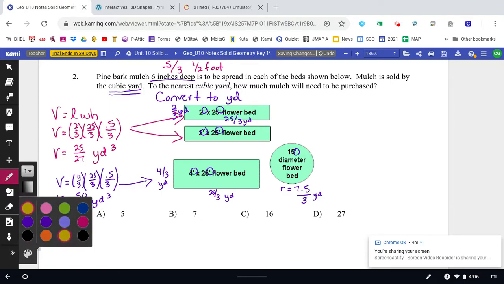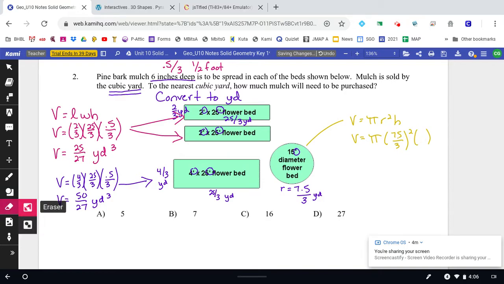Now for my circle, the volume equals pi r squared h. So pi, my radius is 7.5 thirds squared. Multiply that by the height. My height is, remember, half a foot. And again, we're doing this in yards. Now I'm going to put that into my calculator, and I end up with 25 over 24 pi yards cubed.